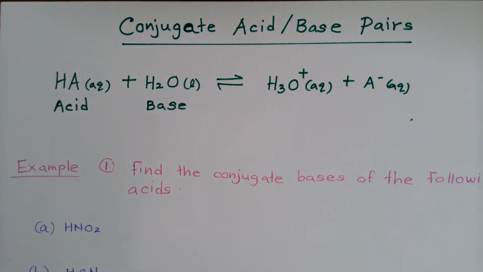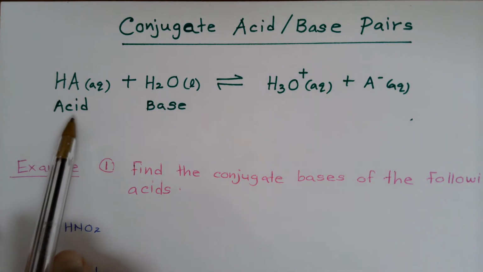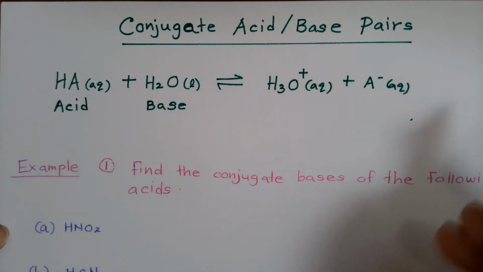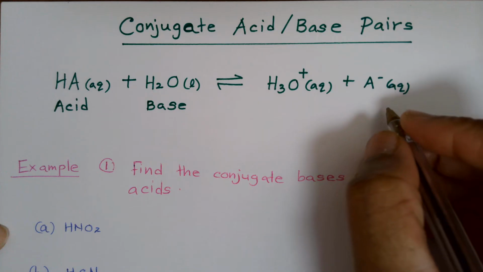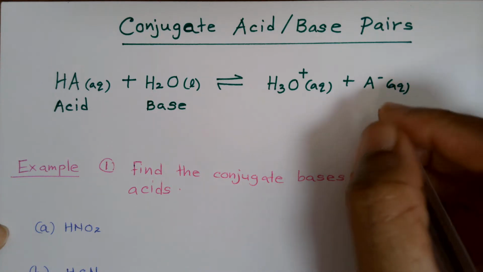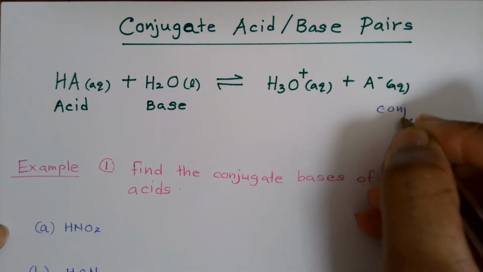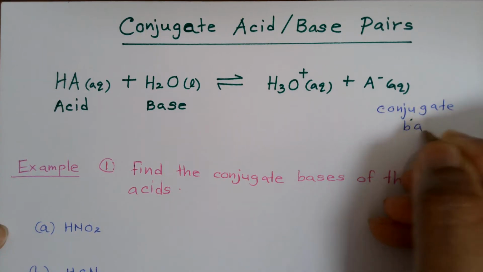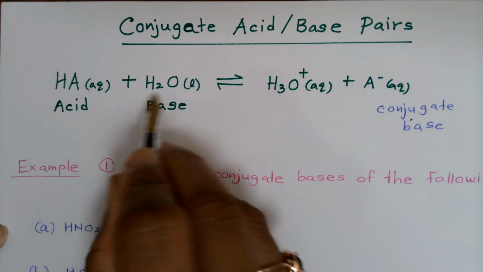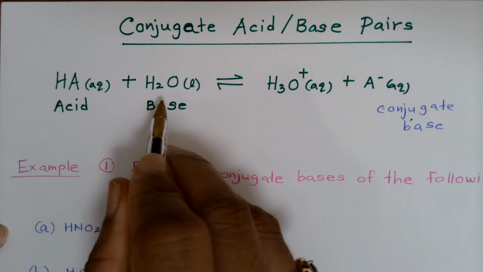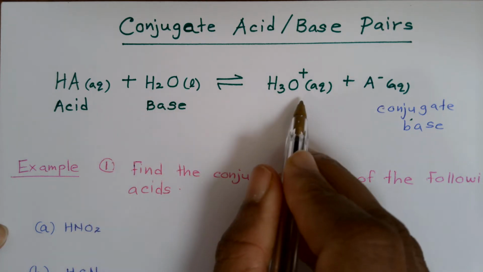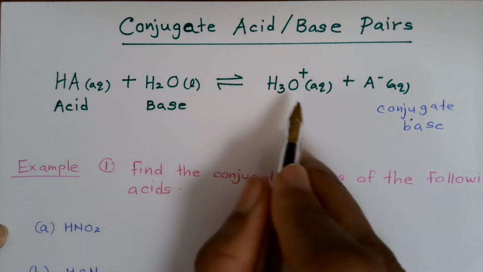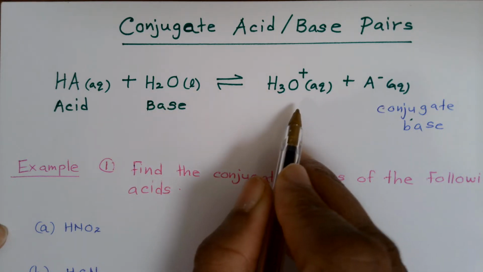And HA, after donating a proton, donating an H+ ion to become A-, we call the conjugate base of that acid. And the H2O molecule, adding one hydrogen ion to become hydronium ion H3O+, we call that its conjugate acid.